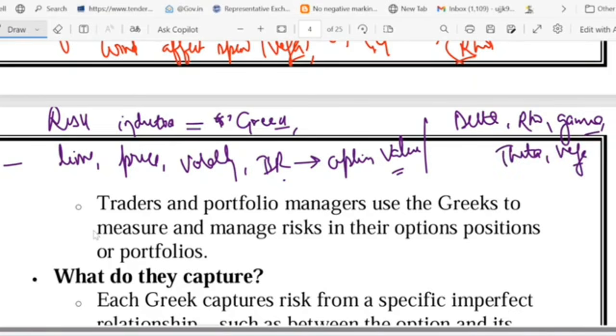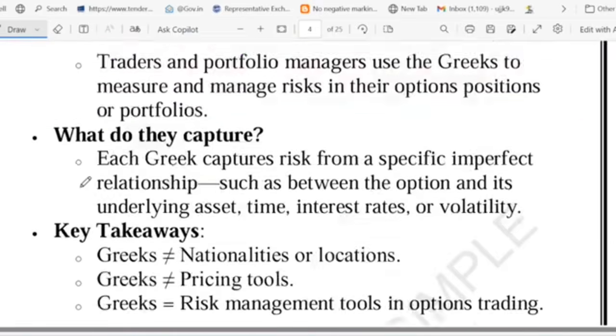It is not a useful directive. So the next time someone says Greek in options, don't book a trip to Athens. Just think of a risk tool for option trading. I hope that makes sense.